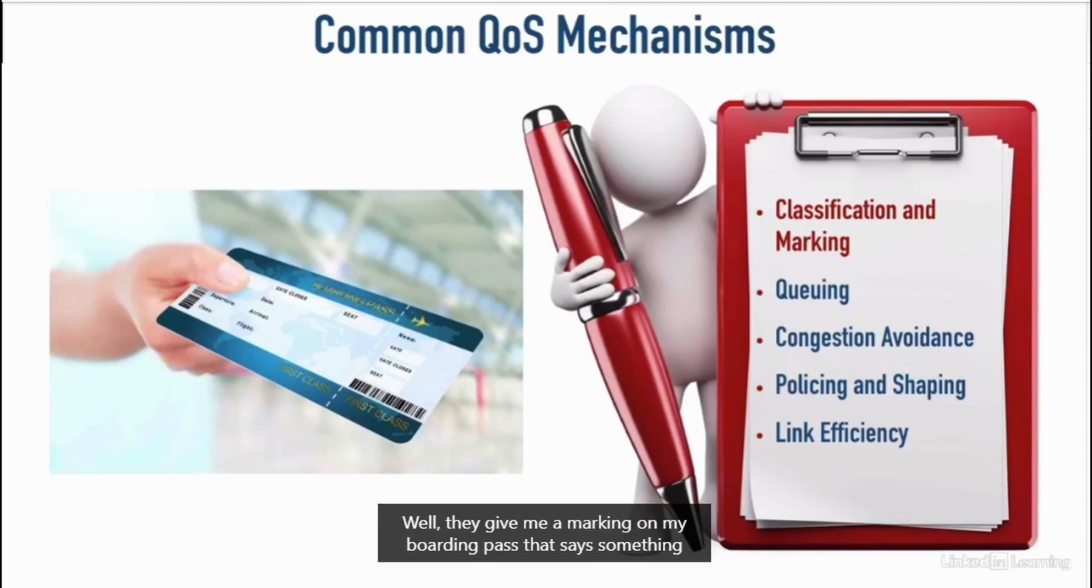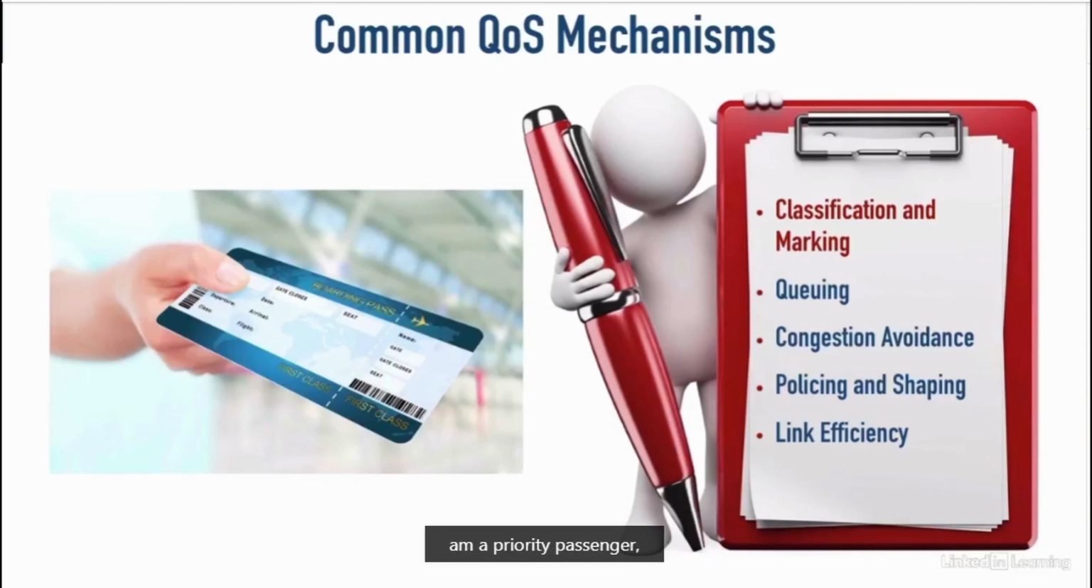Well, they give me a marking on my boarding pass that says something like Sky Priority, and that tells them that I am a priority passenger. I get to get on first. It's the same thing with our network traffic. Very early on in a packet's travel, we're going to recognize it. We're going to classify it as being a particular type of traffic, and we're going to mark it. But classification and marking by itself doesn't really alter the behavior of packets. We need some other mechanism that's going to look at that marking and make a decision, like a forwarding decision or a dropping decision based on that marking.